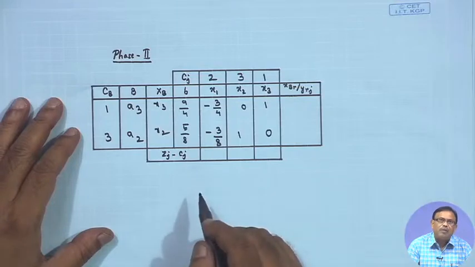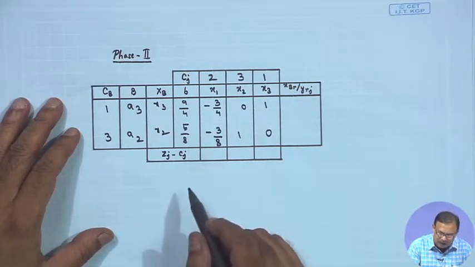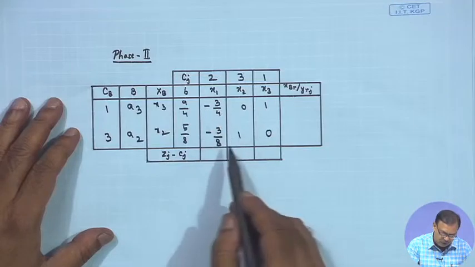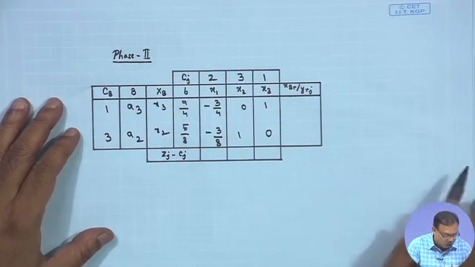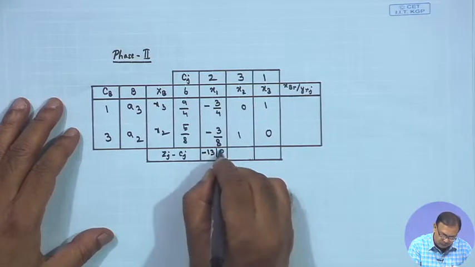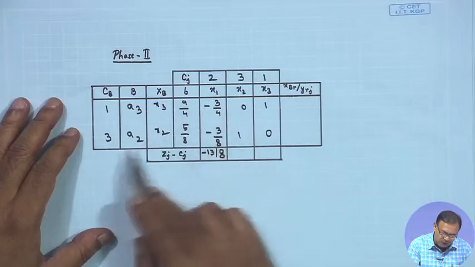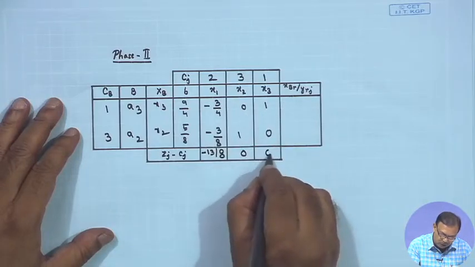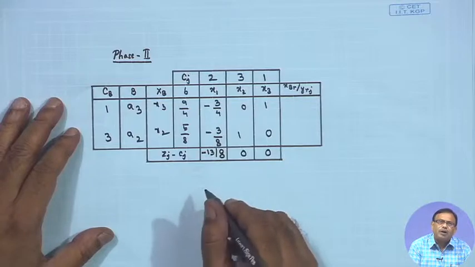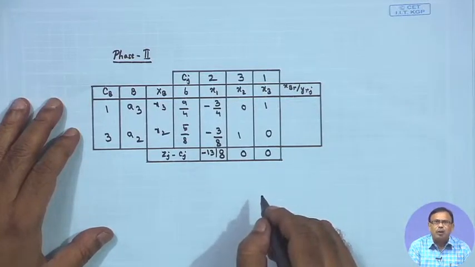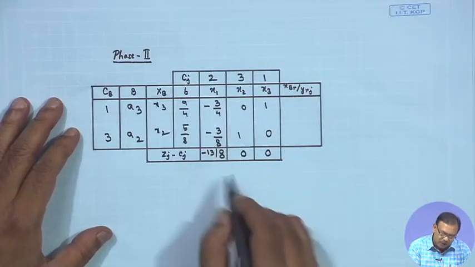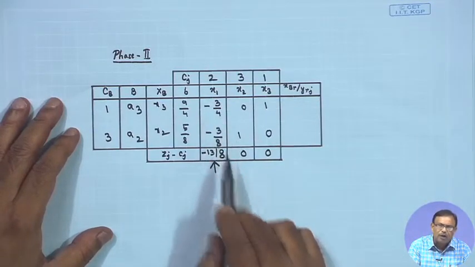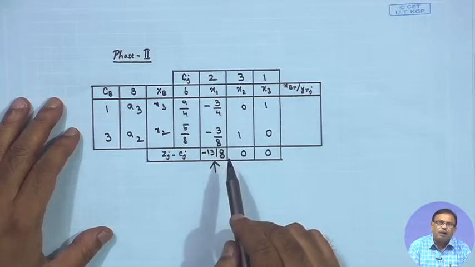If I calculate the Zj minus Cj value now, it will be, for x1, minus 3 by 4 minus 9 by 8 minus 2, so it becomes minus 13 by 8. This one will be 0, 3 minus 3 is 0. For this case 1 minus 1, 0. So, here your Zj minus Cj is not greater than or equal to 0, since one value is negative. So, in this case x1 will be the entering vector.